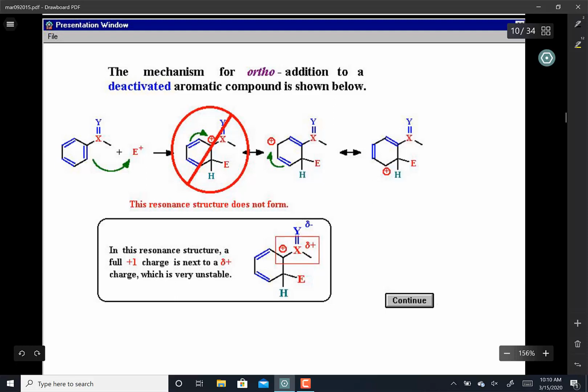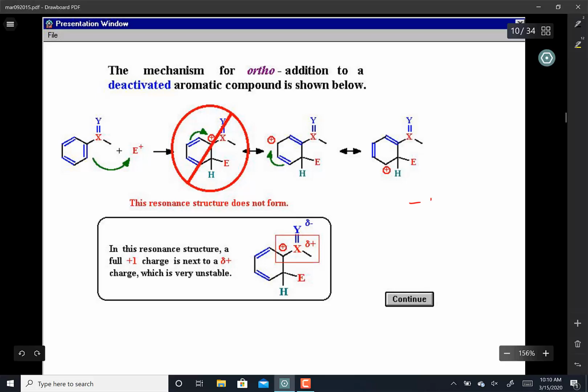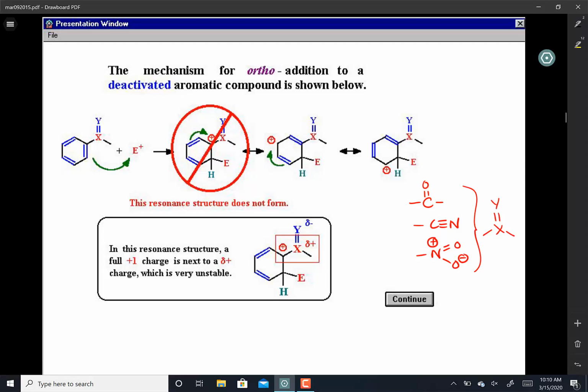Now, what happens in the deactivating case? Well, if I write out the structure of the deactivating groups, things like a carbonyl, things like a C triple bond N, or even the N double bond O, the nitro group, I kind of bring all of these 3 together and say, you know what? That's an X multiply bonded to a Y group, and in each one of these cases, the X is delta positive and the Y is delta negative. So this is kind of a general structure of these 3 groups.